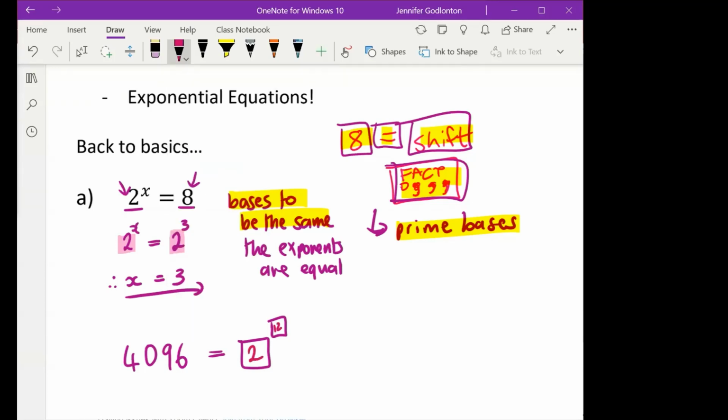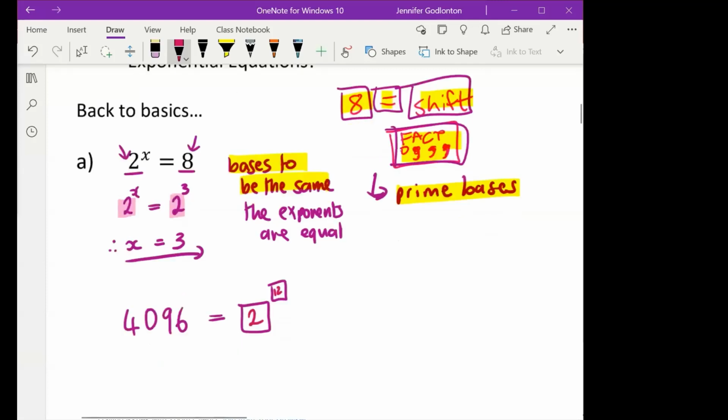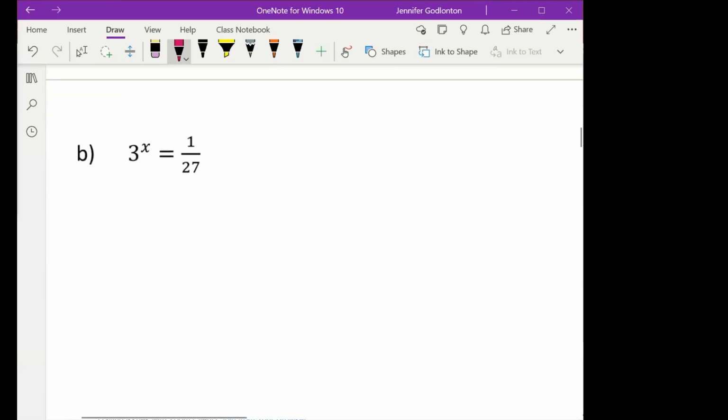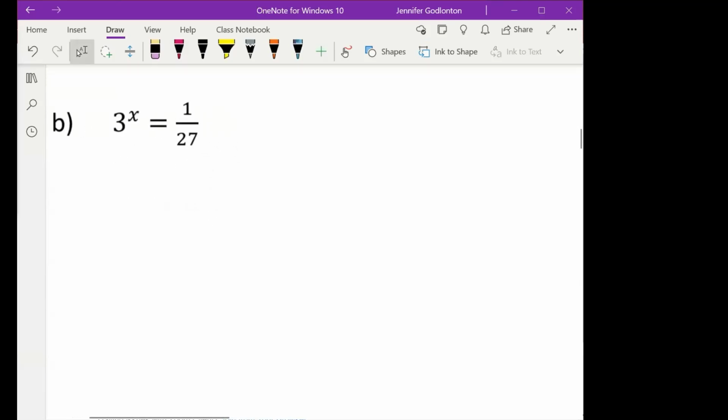So I never want you to be sitting in a test with your calculator going 2 to the power of 1, 2 to the power of 2, 2 to the power of 3. We use shift fact and we get there nice and quickly. Good. Excellent. Let's try another one. Now for this one, I want you to think carefully about what that fraction means. I want you to give it a try, and then we're going to talk through it step by step afterwards. So everyone give this one a try, and then we'll talk through it.